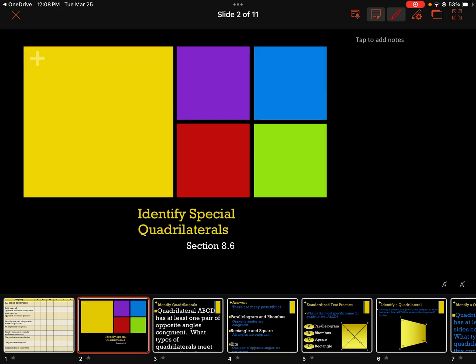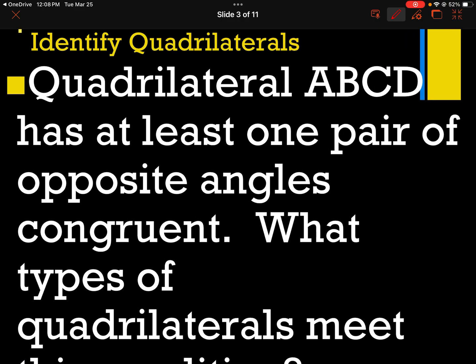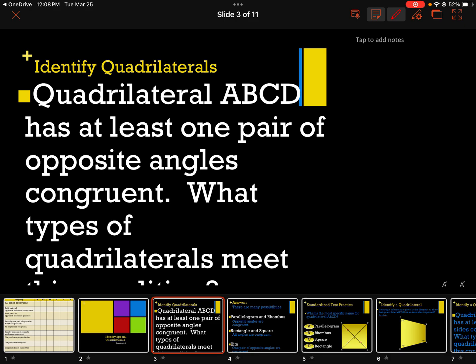Okay, so this section, we're going to identify special quadrilaterals. It's basically using all the skills that we've had and just naming shapes with less stuff given. Here's a quadrilateral, ABCD. It has at least one pair of opposite angles congruent. What kind of quadrilaterals could this be? Doesn't look like we can even see what that says, but that's probably what it says.